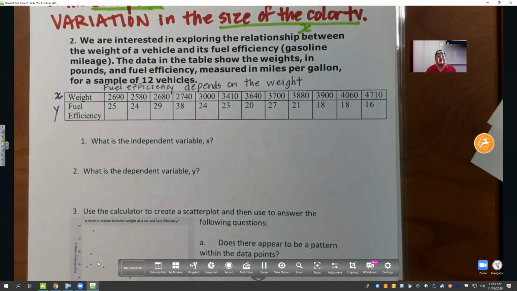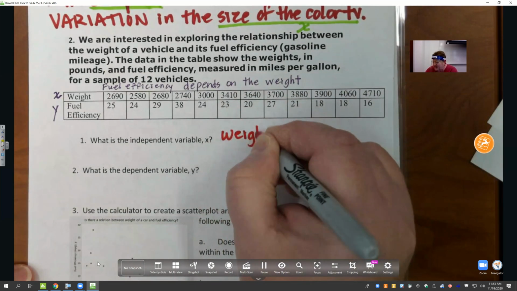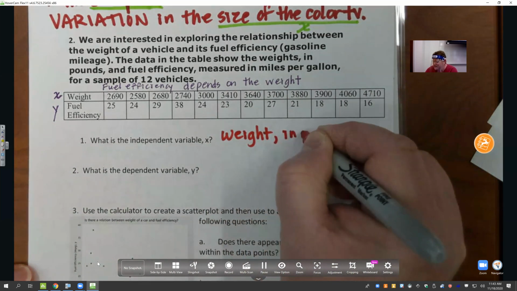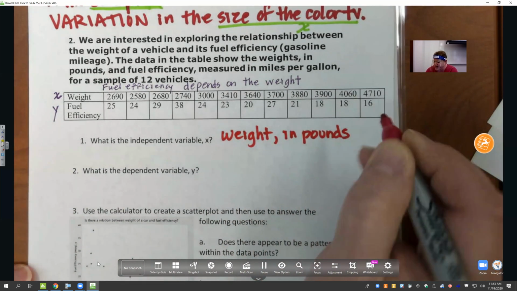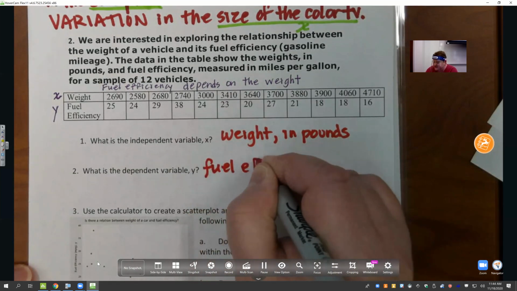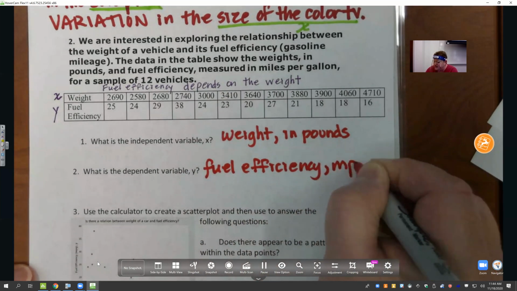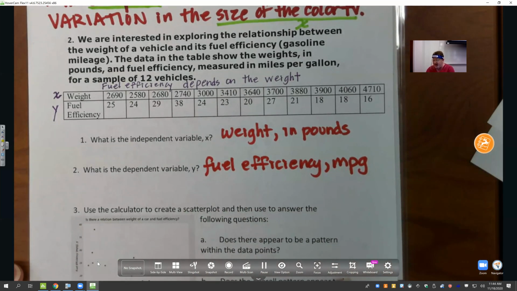But again, I can look at that table, and because weight is in the top row, it is most likely the independent variable. Again, Ms. Rawson's not going to try to trip you up, and that's the standard. The independent would be on the top row, the dependent on the bottom row. So my independent variable here is weight, and it's measured in pounds. And my Y variable is my fuel efficiency, which is measured in miles per gallon.